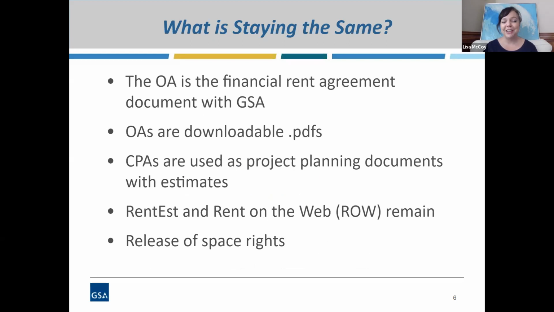So before we talk about what's changing, just want to reassure everyone what is staying the same. The OA is still the financial rent agreement with GSA. That is not changing. You can still get the OA, the improved OA, which you'll see, as a downloadable PDF. So if you have a current internal process where you pass PDFs around for approval, you'll still be able to do that. You still will have the CPAs to use as project planning documents with estimates, and that will be early before your expiration, so you'll be able to get the general estimates to plan for your future projects. Also, RentTest and Rent on the Web, for those of you who use them, will still be available, and you will continue to have release of space rights that are easier to exercise.